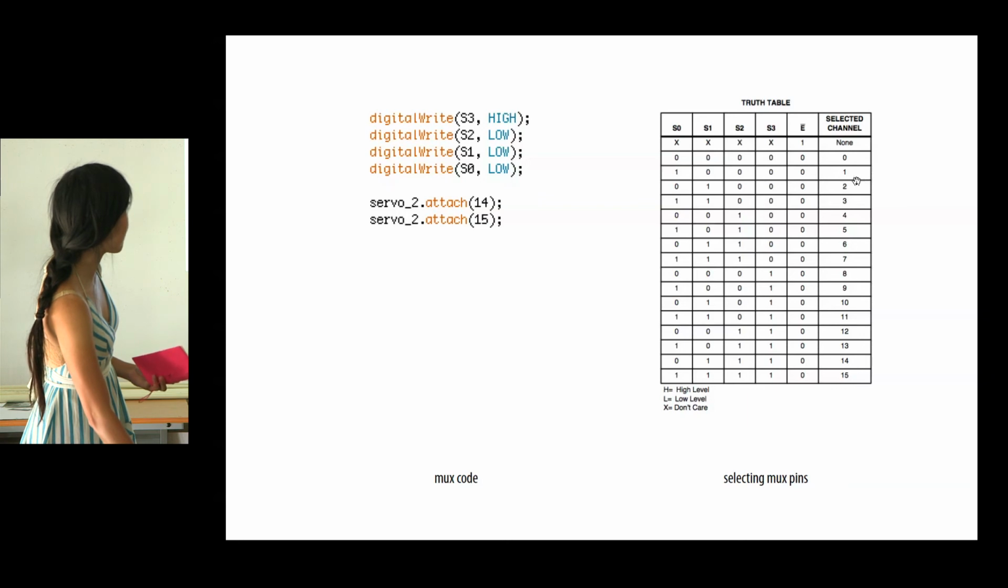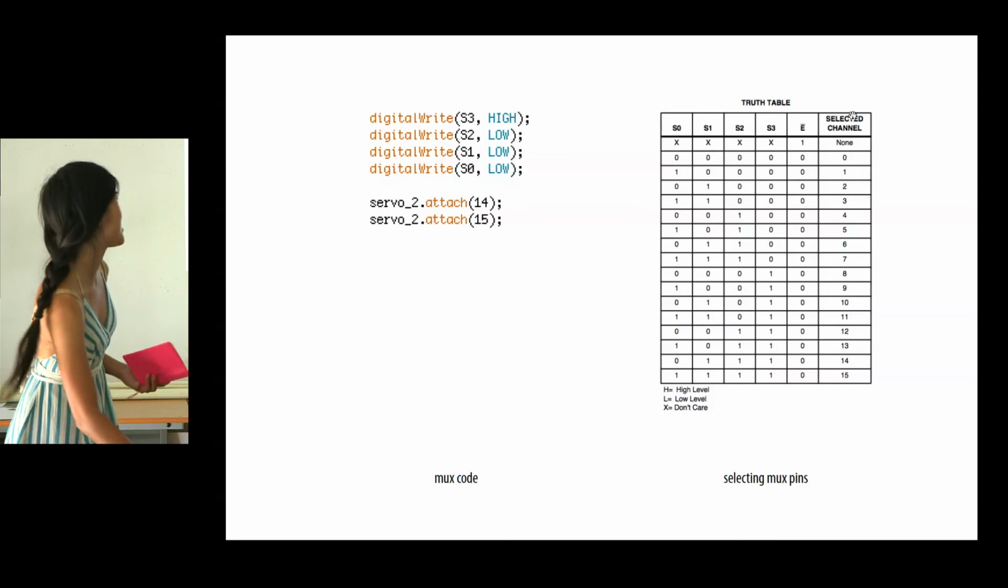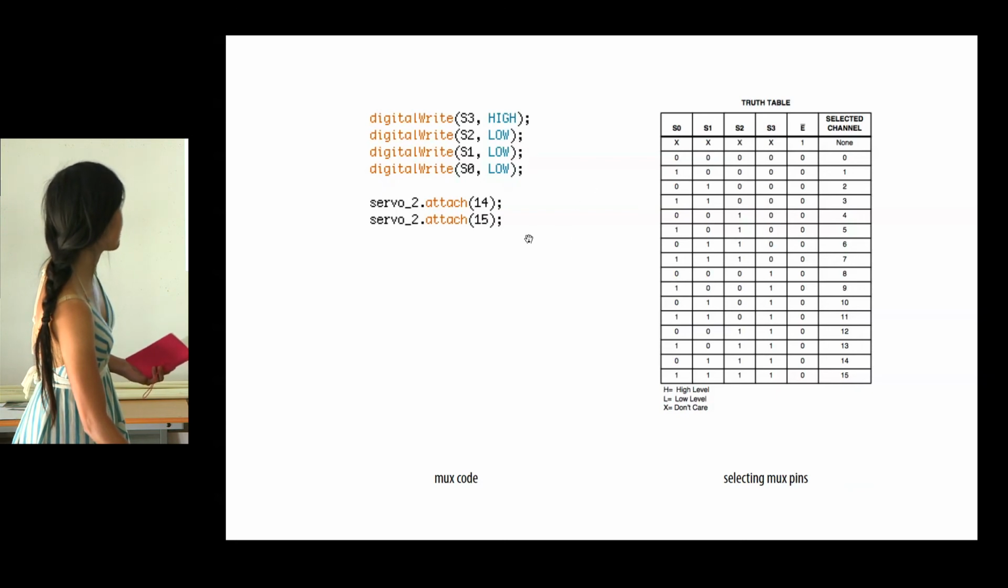So here we have, for instance, for this code, we're turning on pin 8, where S3 needs to have 1, so it's on high, which is what turns it on. S2, S1, and S0 are all turned to low, which is what turns it off.